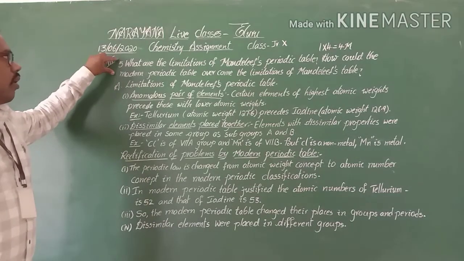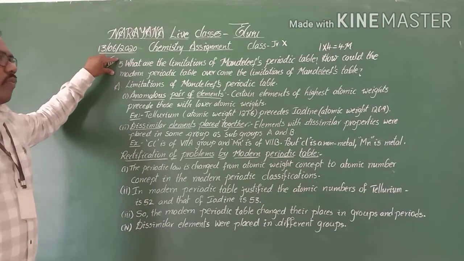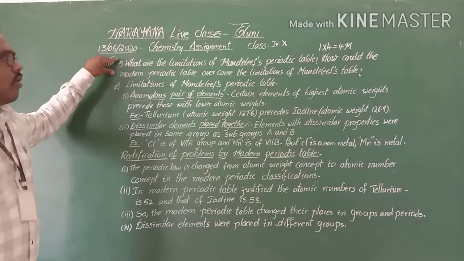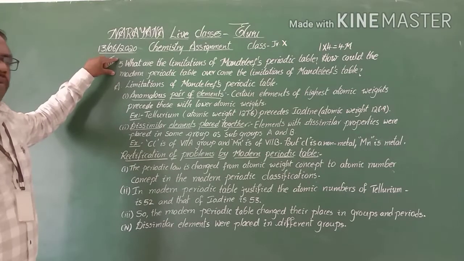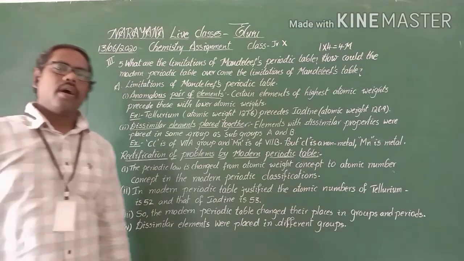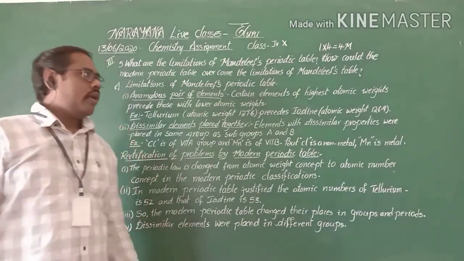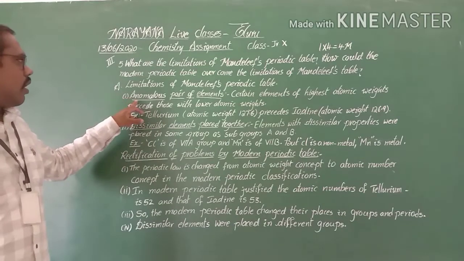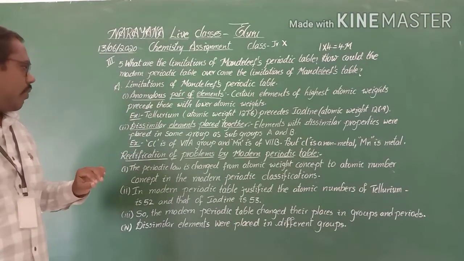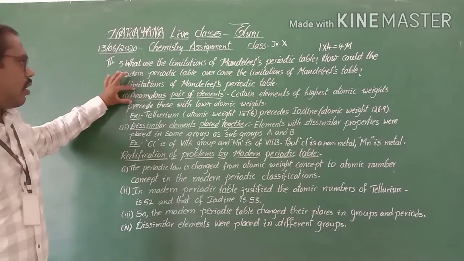The fifth question. What are the limitations of the modern periodic table? How could the modern periodic table overcome the limitations of the Mendeleev periodic table? Okay, first I am going to discuss what the limitations are. Here we observe the anomalous pair of elements. The first limitation is the anomalous pair of elements.